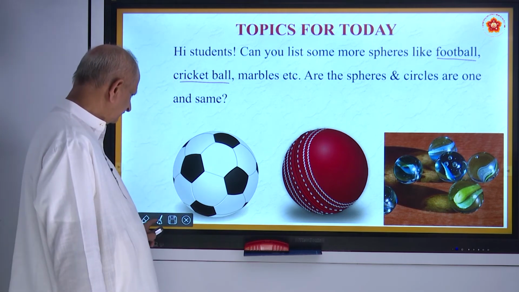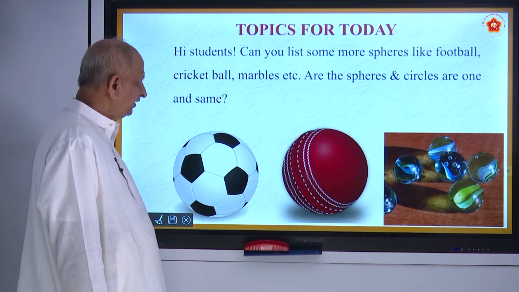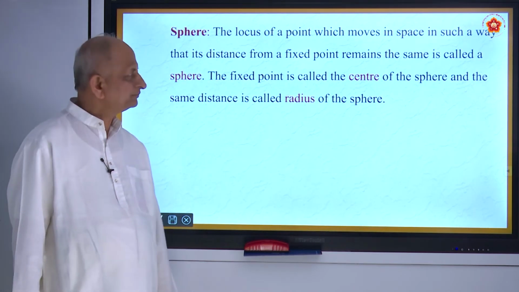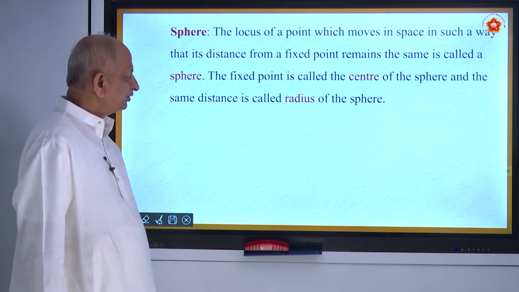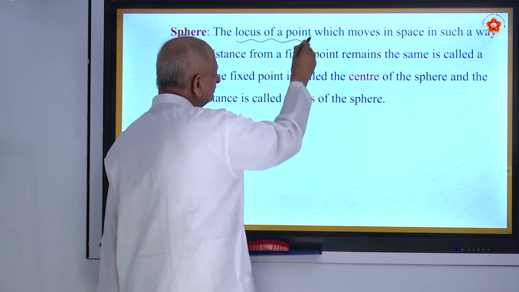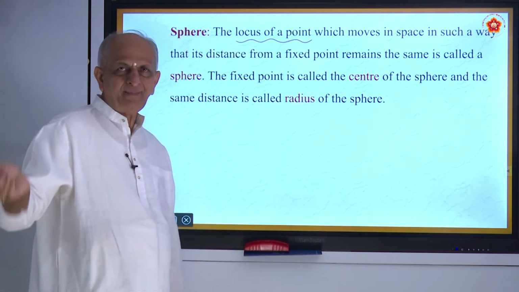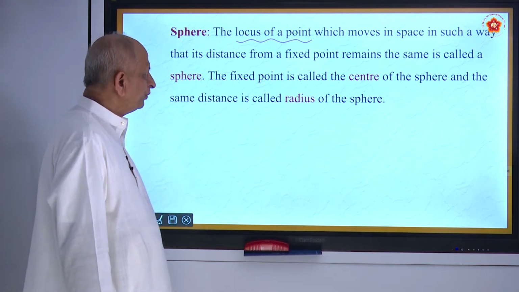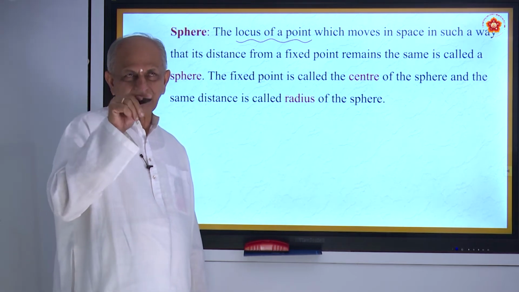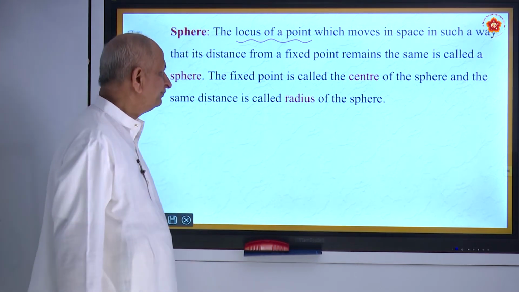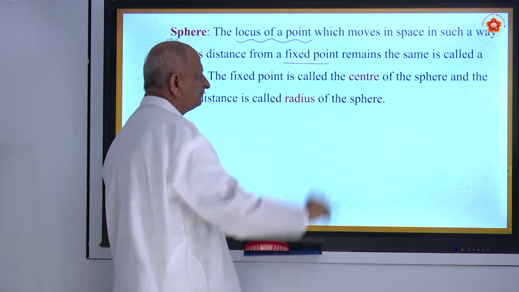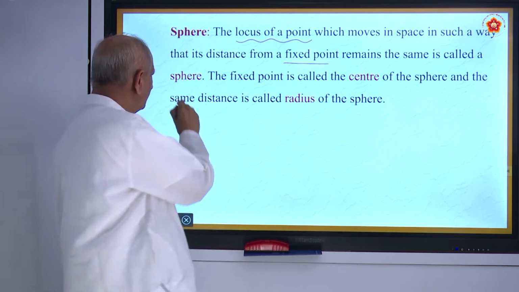Now in today's class, we will see about the areas and volumes of the sphere. For that, you must know what is meant by a sphere. A sphere is a locus of a point. Locus means the path traced by a point which moves in space. So it is 3-dimensional. If the locus is 2-dimensional, we call it a circle. So it is 3-dimensional: a point moving at a distance from a fixed point.